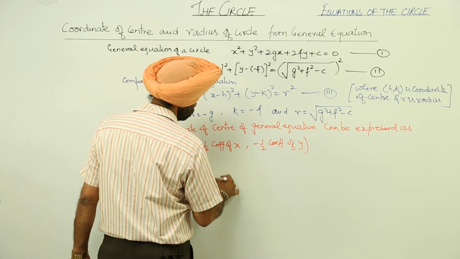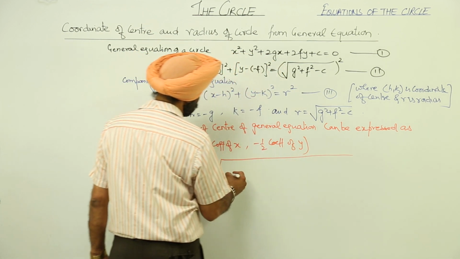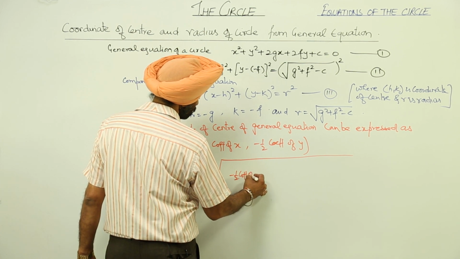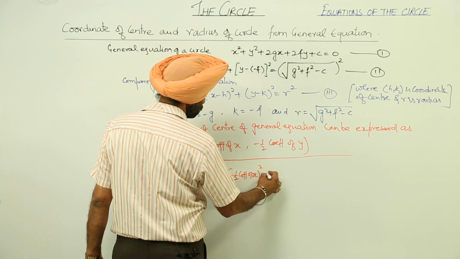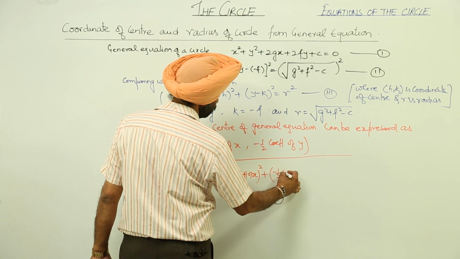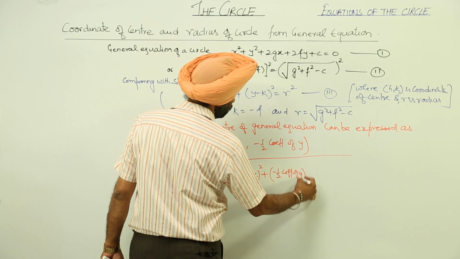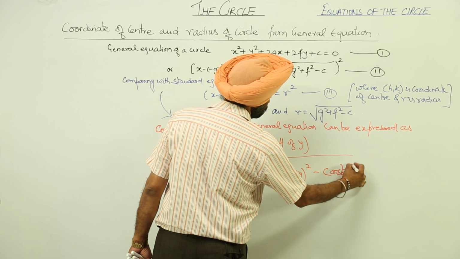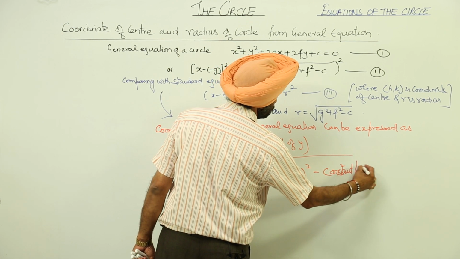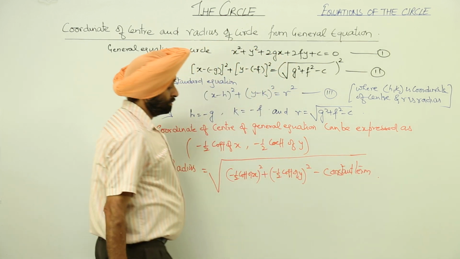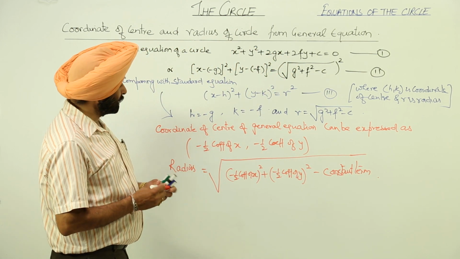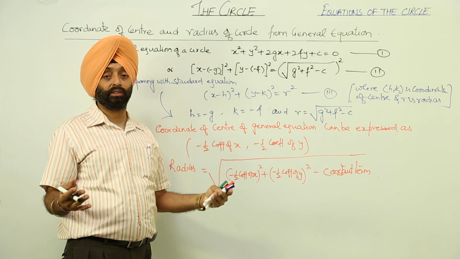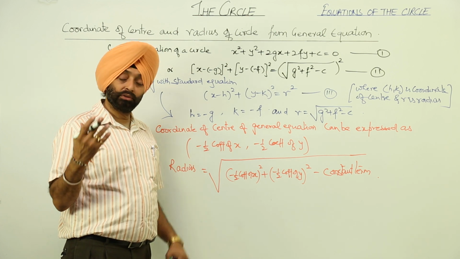and radius is equal to square root of (negative of half coefficient of x) whole square plus (negative of half coefficient of y) whole square minus the constant term. So, this is all about the relation. When an equation is given in this form, then this is how to find the radius and the coordinates of the center of the circle.